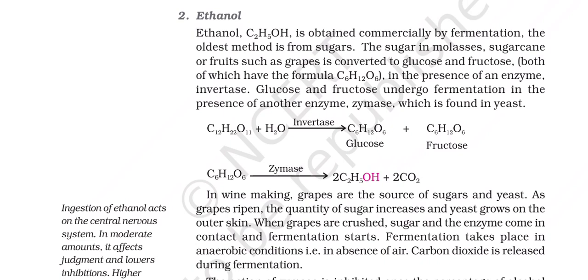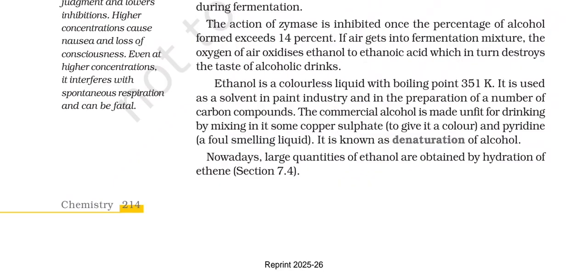When grapes are crushed, sugar and the enzyme come in contact and fermentation starts. Fermentation takes place in anaerobic conditions. In the absence of air, carbon dioxide is released during fermentation. The action of zymase is inhibited once the percentage of alcohol formed exceeds 14%.